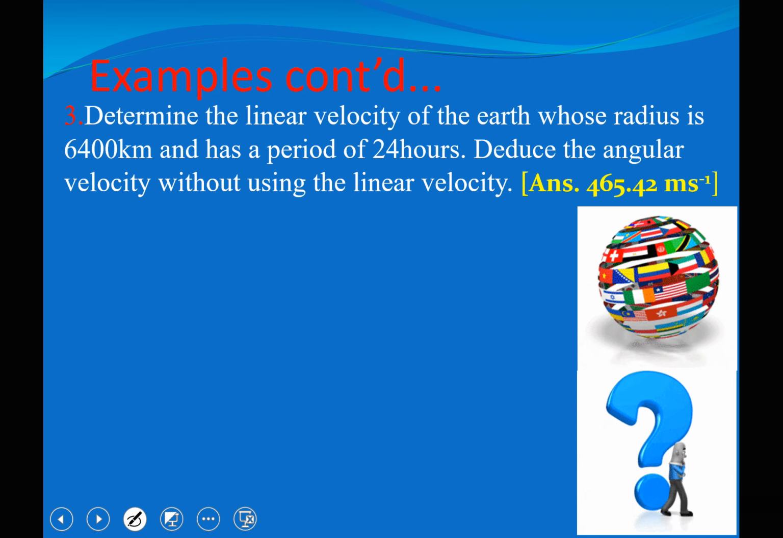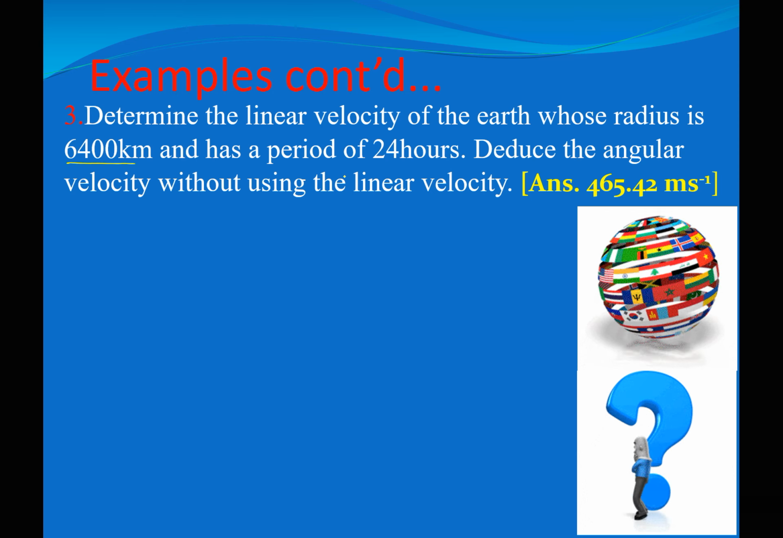Okay, then determine the linear velocity of the Earth, whose radius is 6,400 kilometers and has a period of 24 hours. Deduce the angular velocity without using the linear velocity. Deduce the angular velocity, that is omega, without using the linear velocity. So let's start with the first part, which is telling us to determine the velocity of the Earth, whose radius is this and the period is that.